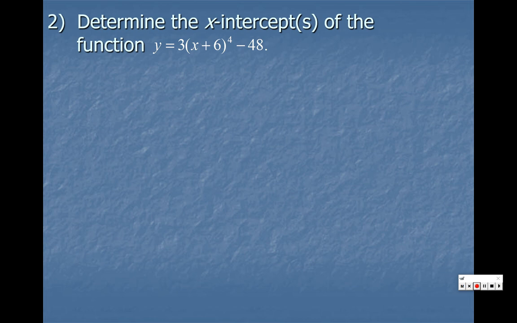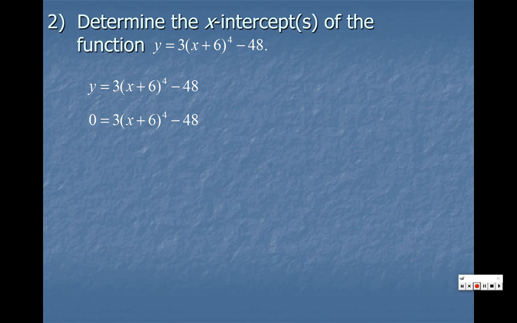If it's in transformed form, we can actually do the work to get x-intercepts. All we do is set y equal to 0, and then you can just isolate x. If there's only one occurrence of x, you don't need any fancy factoring or anything like that. You can just actually solve for x. How do we do that?